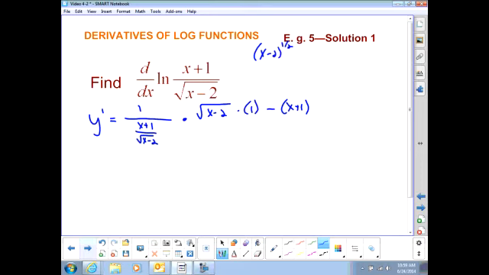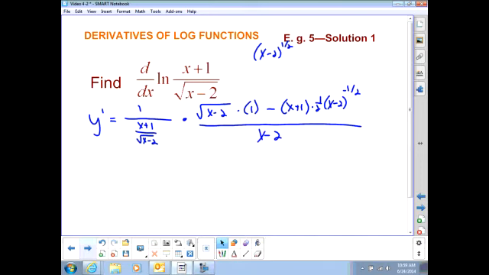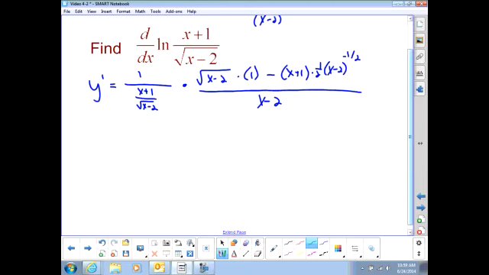Keep in mind, square root of x minus 2 is really x minus 2 to the 1/2. So we'll have 1/2 x minus 2 to the negative 1/2 all over low, low. Well, square root of x minus 2 squared will just give you x minus 2. So we'll work to neaten this up some. If you have 1 over a fraction, dividing by the fraction is the same as multiplying by the reciprocal.